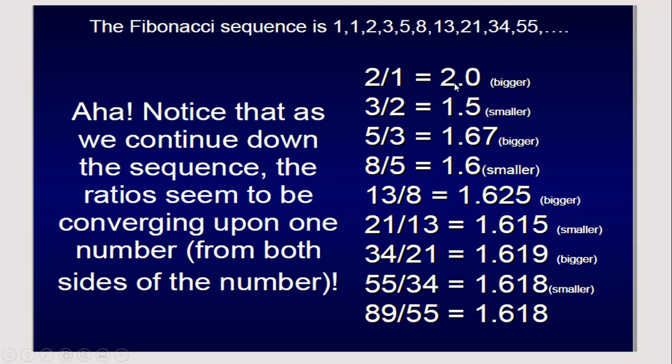So look at this, 2 over 1 is 2, 3 over 2 is 1.5, 5 over 3 is 1.67, 8 over 5 is 1.6, 13 over 8 is 1.625, 21 over 13 is 1.615, 34 over 21 is 1.619, so it's bigger, and then 55 over 34 is 1.618, and 89 over 55 is 1.618. So look at the last ratios. As you go through, the ratio becomes the same.